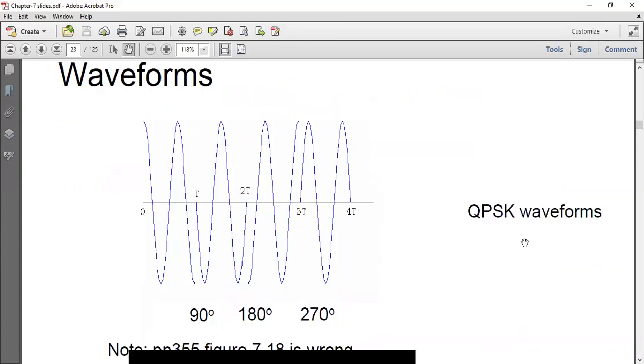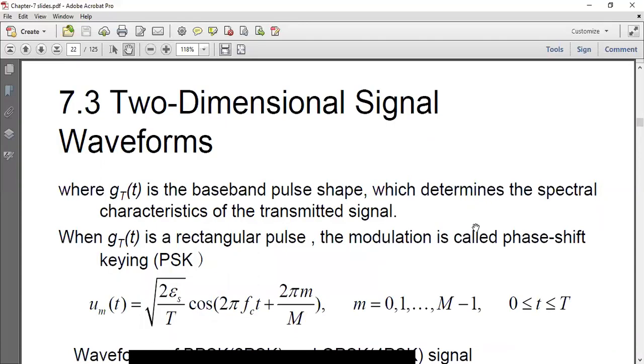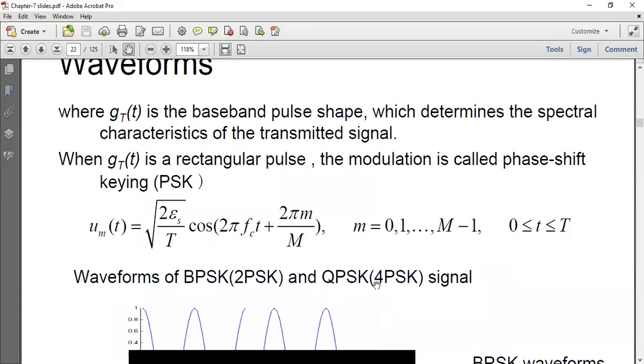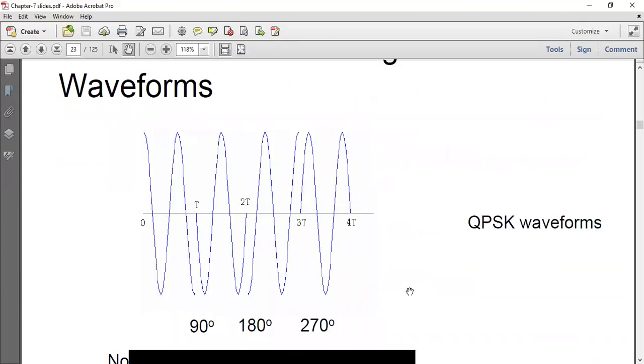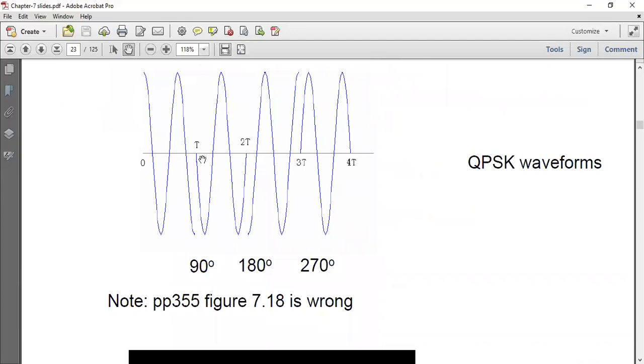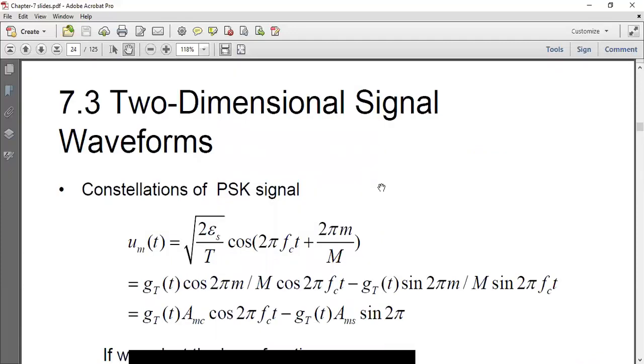Similarly, for QPSK or 4 PSK, 4 phase shift keying, we have 4 phases. So the diagram looks like this. From 0 to T, we have one set of signal. Then we have a 180-degree phase shift, then another phase shift, then another phase shift. So we have four phases in this case.